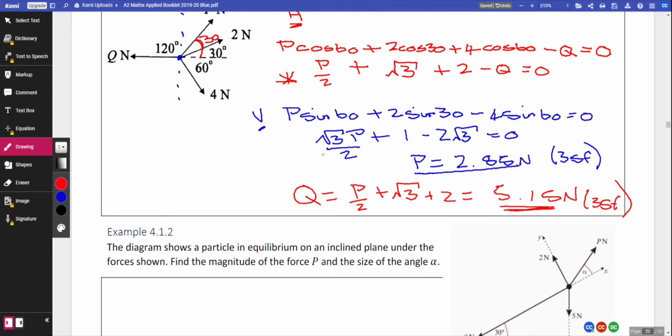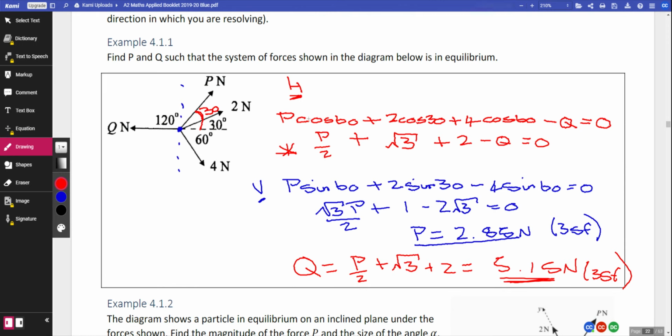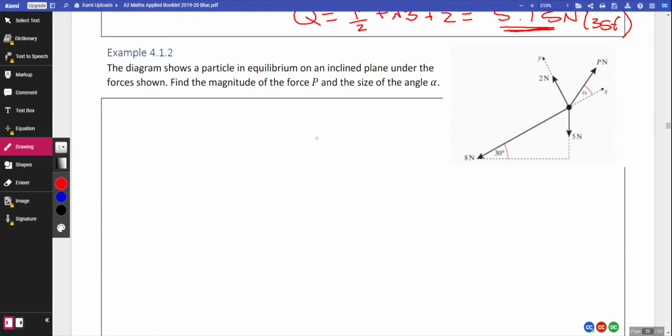It just depends which way you've got used to doing it. It doesn't matter. What you are looking for in terms of doing these questions is making sure every force is present and any forces that need resolving have been resolved. So if we have a look at the next example, again, we are working in equilibrium, so it's F equals 0 in terms of F equals ma.